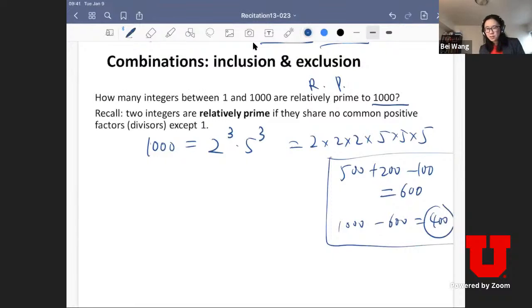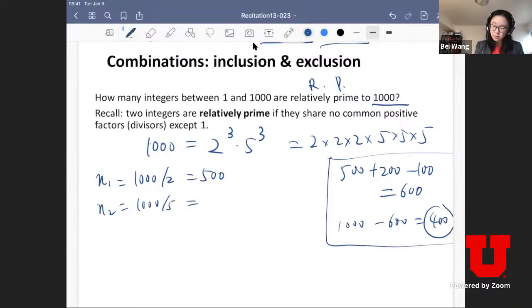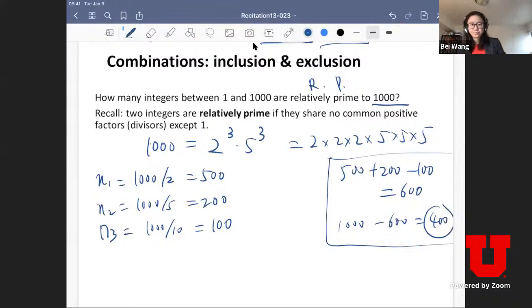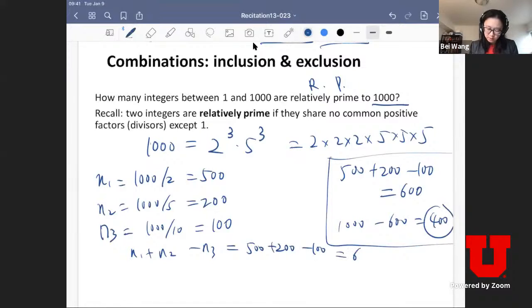Okay. So the first answer is correct. The first number is the number of integers that are divisible by 2, so it's 1,000 divided by 2, which is 500. The second number I need to count is the number of integers divisible by 5. That is 200. And the third one I need to count is the number of integers divisible by 10. That's 100. What we're going to do is n1 plus n2 minus n3, which is 500 plus 200 minus 100, this is 600.